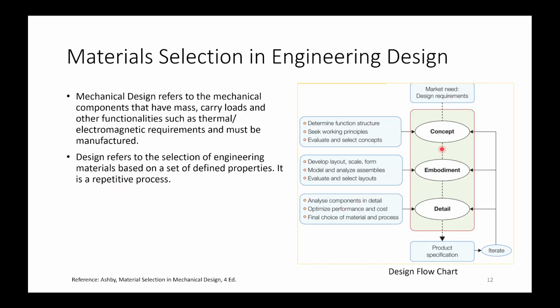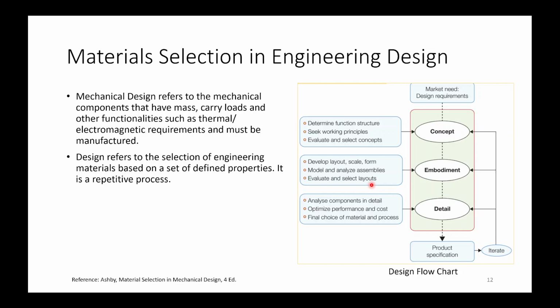So this is the flow chart. Firstly we mark if we need certain design requirements. So first we come up with a concept. For that we determine the function structure. We seek working principles and we evaluate and select concepts. Then the embodiment of the idea. So we develop layout, scale, form. Then we model and analyze assemblies. Then we evaluate and select layouts.